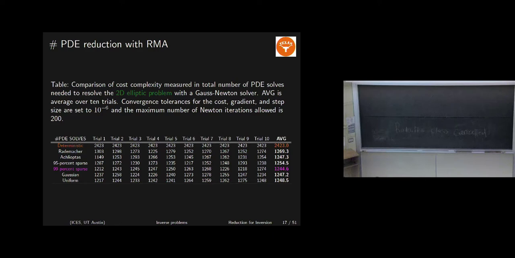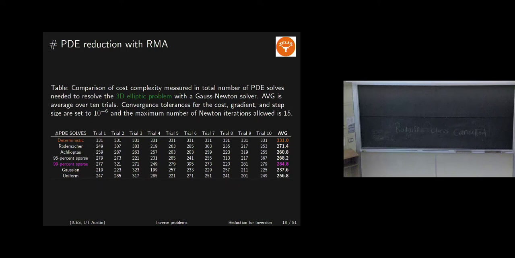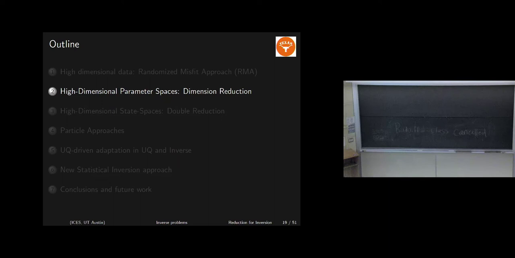Remember that we only show this in the previous theorem. Okay, in 2D and 3D we can observe the same thing, but not as much, right? Because this problem is quite easy, that's what we think. So we still have a reduction in the number of PDE solves, but not as much as in 2D. So hopefully I have shown you a way, and of course we can talk more in detail if you are interested, to reduce the dimension of the data to get a meaningful solution for the inference problem and at the same time reduce the number of PDE solves.